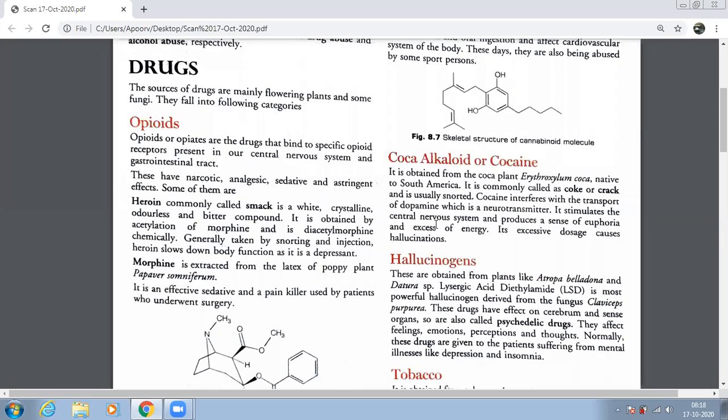It stimulates the CNS and produces a sense of euphoria and excess of energy. Its excessive dosage causes hallucinations. Let me take this word first with you. What is euphoria? A state of excess happiness or excitement. Basically, it is a feeling of high energy or excitement, something like that.